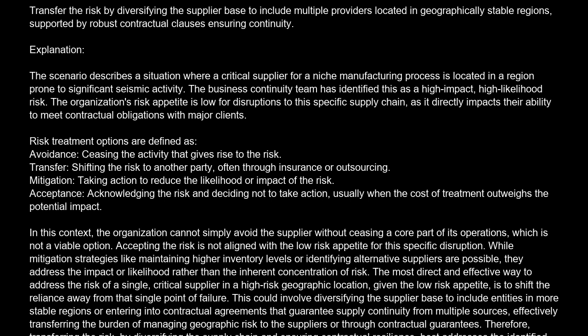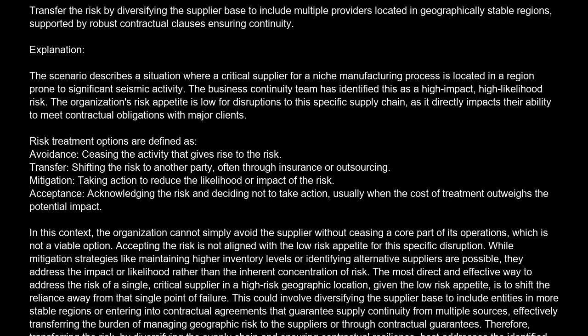In this context, the organization cannot simply avoid the supplier without ceasing a core part of its operations, which is not a viable option. Accepting the risk is not aligned with the low-risk appetite for this specific disruption. While mitigation strategies like maintaining higher inventory levels or identifying alternative suppliers are possible, they address the impact or likelihood rather than the inherent concentration of risk. The most direct and effective way to address the risk of a single, critical supplier in a high-risk geographic location, given the low-risk appetite, is to shift the reliance away from that single point of failure.